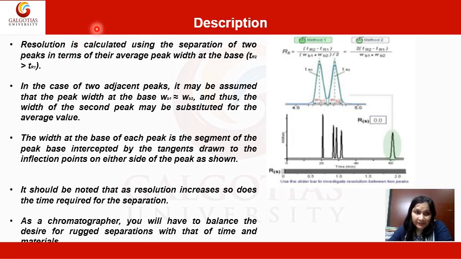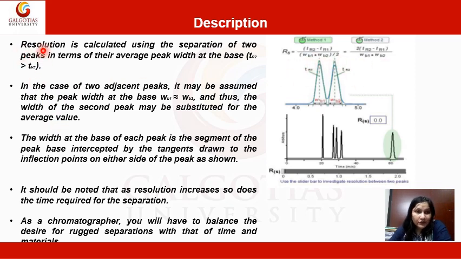So let's have a description of the resolution equation. You can see here we can write the resolution equation using two methods. The first method is Rs equals Tr2 minus Tr1 divided by (Wb1 plus Wb2) by 2, and the second method is 2 times (Tr2 minus Tr1) divided by (Wb1 plus Wb2). Now let's understand this point, then we will discuss what Tr2, Tr1 and the others are.